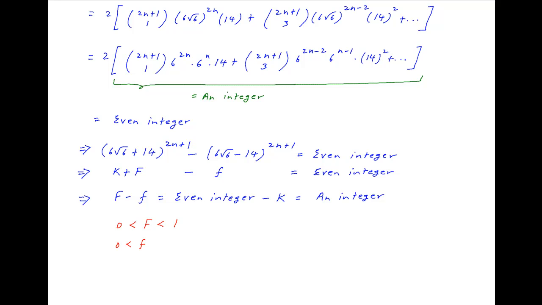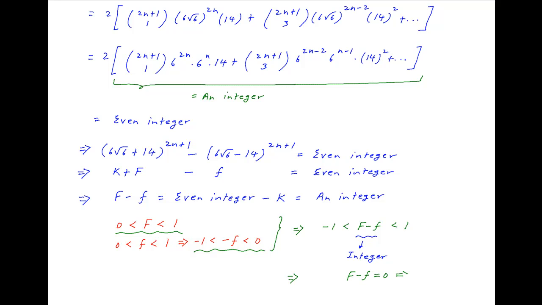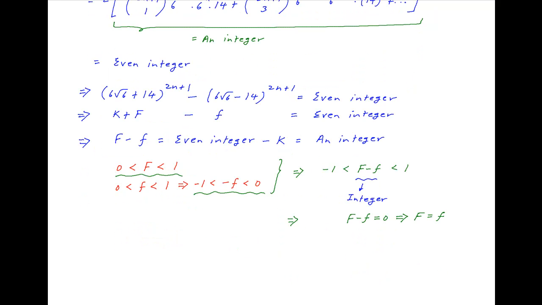Now recall that both capital F and small f are proper fractions, therefore they lie between 0 and 1. And therefore it follows that F − f is strictly greater than −1 and less than 1. But we've just established that F − f is an integer, and the only integer that lies between −1 and 1 is 0. Therefore, F − f must be equal to 0. And so it follows that capital F is equal to small f.